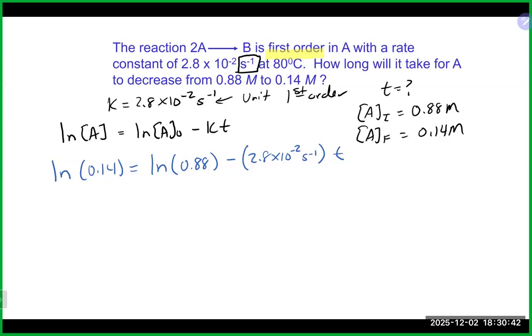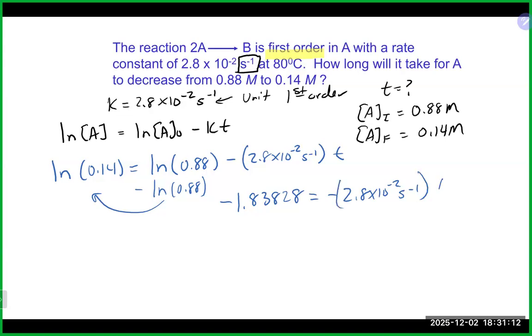Now, to do this mathematically, I would grab your calculator and do the natural log of 0.14 and hit equals, and then you're going to subtract the natural log of 0.88 to the other side. And that's going to give me a negative 1.83828 is equal to a negative 2.8 times 10 to the minus 2 reciprocal seconds, and my time.